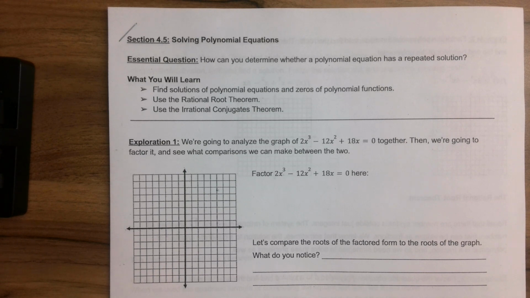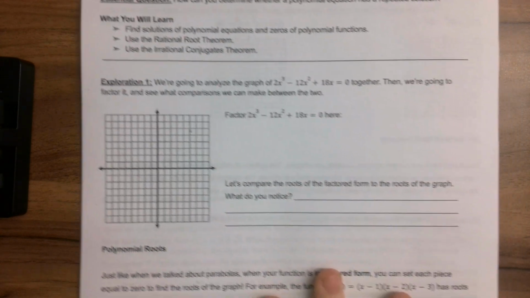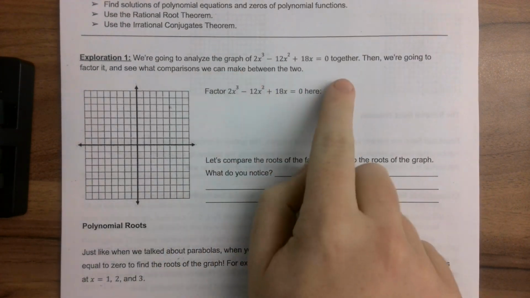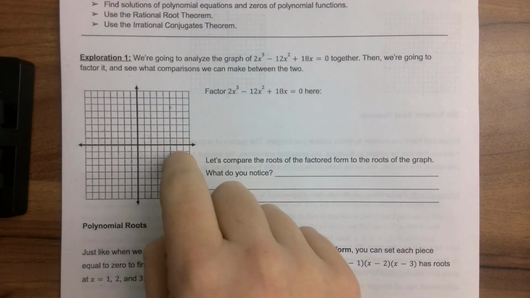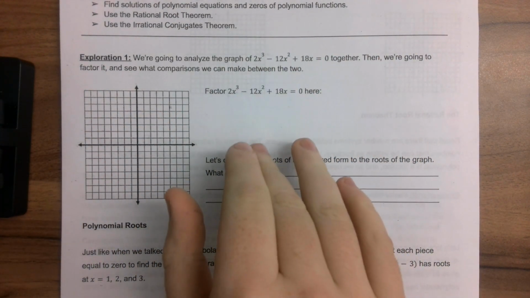Today, lesson 4.5. Now, this lesson kind of combines aspects from 4.1 as well as from 4.4, factoring. We're starting off with a little bit of an exploration here. We have a graph, and we're going to try and do two things. We're going to graph it, and we're going to see if we can factor it as well.